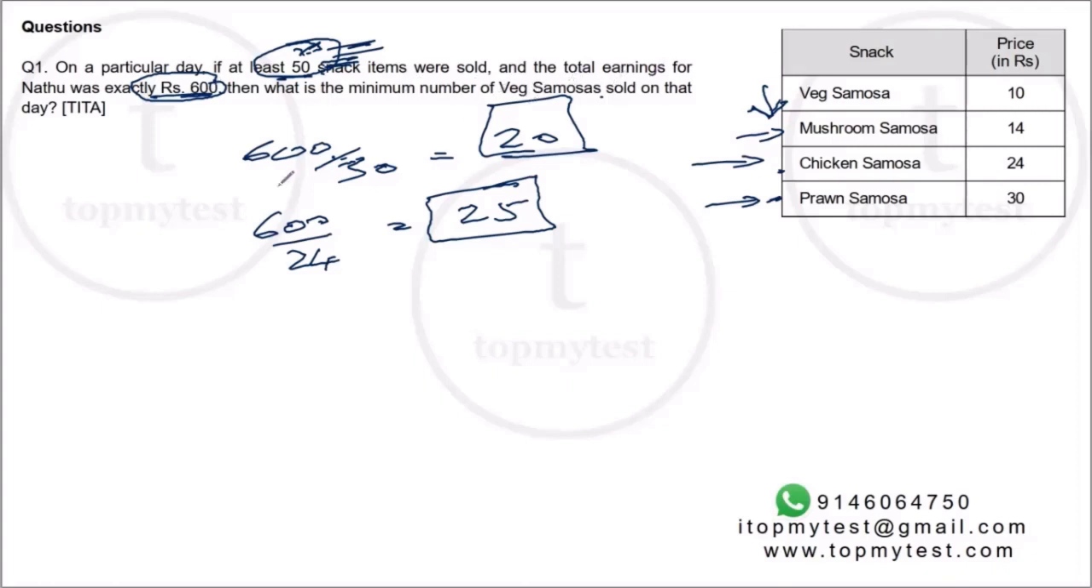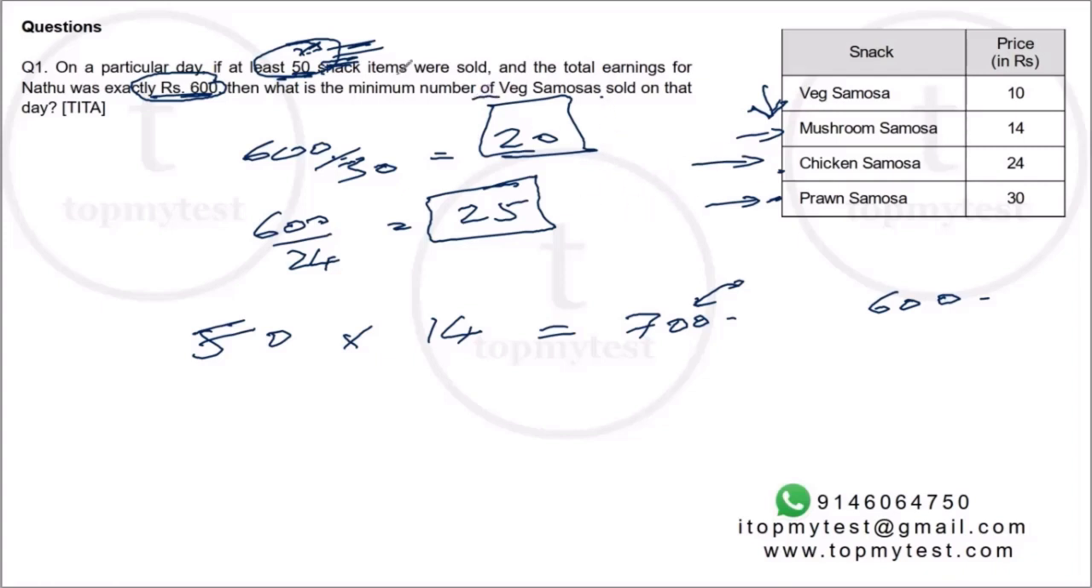Now, the cheapest item beyond the veg samosa is the mushroom samosa. So let's see what happens if I take 50 mushroom samosas. 50 into 14 gives me a revenue of 700. Right now, this has exceeded my constraint. My constraint was 600, but I have taken care of the other constraint, that at least 50 snacks are sold, with a minimum number of veg samosas.